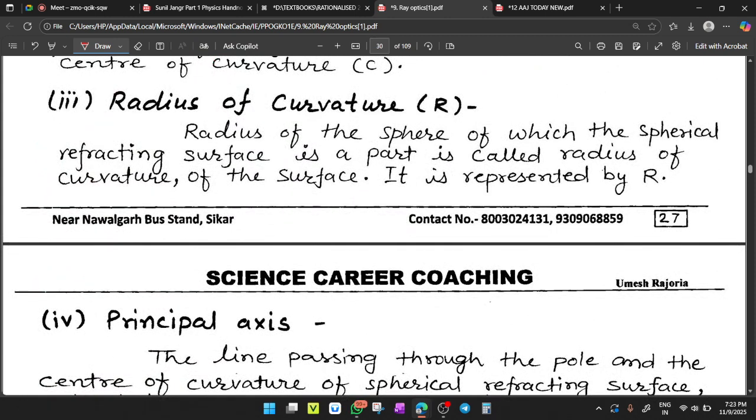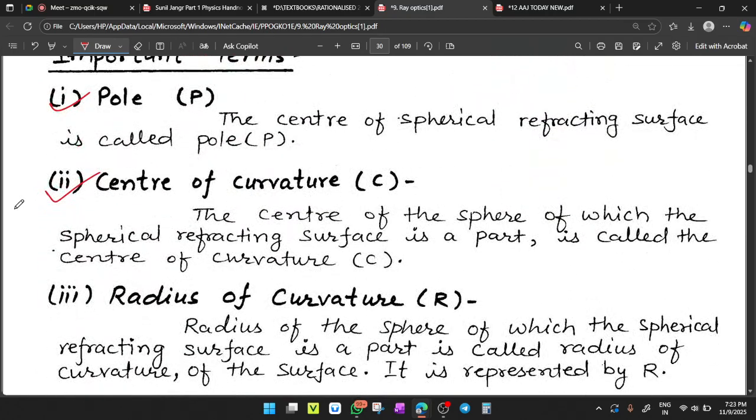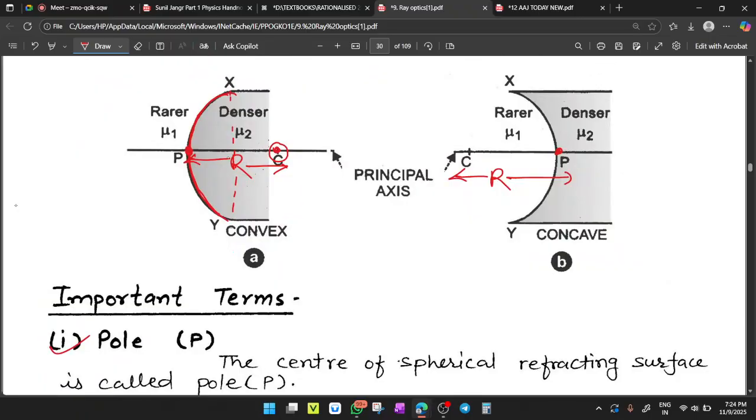The radius of the sphere of which the spherical refracting surface is a part is called the radius of curvature of the surface. It is represented by R, or simply it is the distance between pole and center of curvature. Clear? But remember, if this distance is the radius of curvature, then this is also radius of curvature, because all the points are lying on the periphery of the circle or sphere. So all these lengths are radius of curvature. They are also treated as normal to the surface, because the normal on the spherical surface passes through the center. So these radii of curvature behave as a normal.